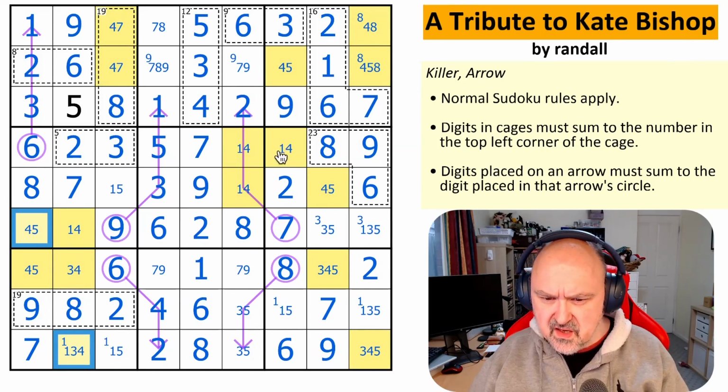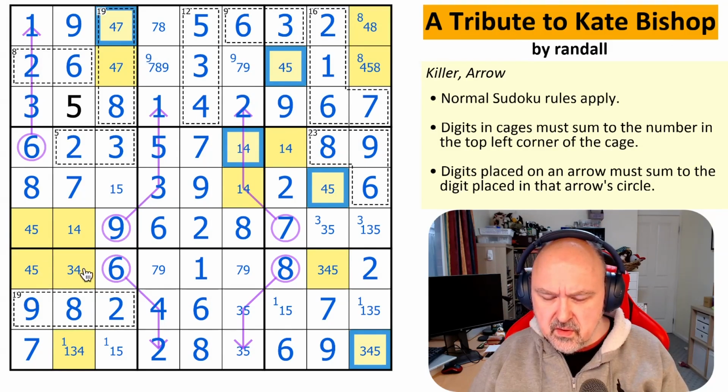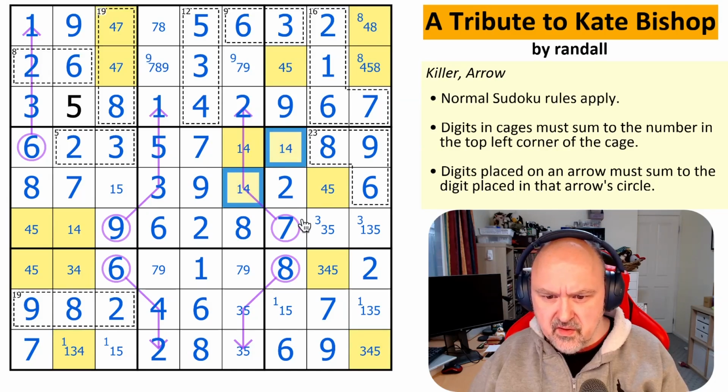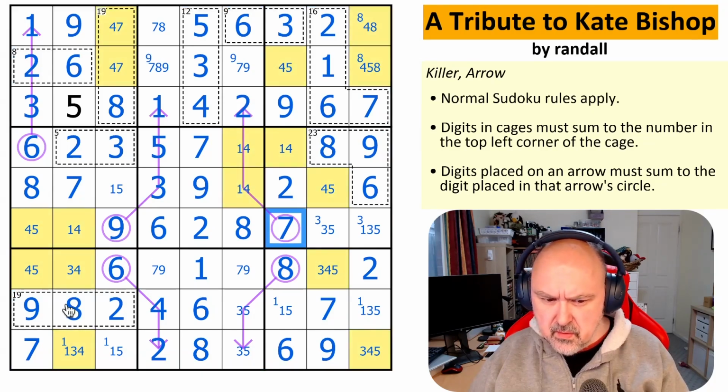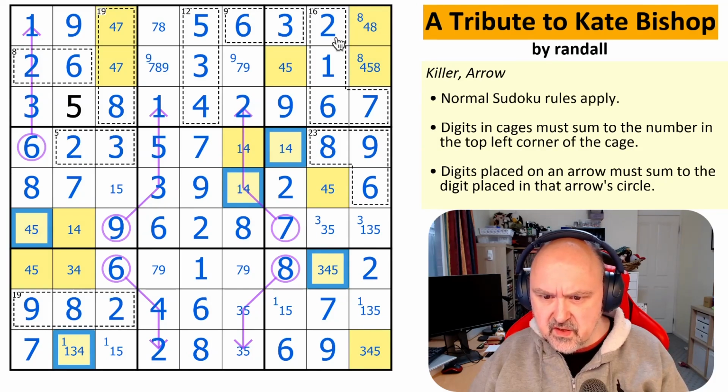Where did I start that? If this is a 4, this is a 4. This is a 4, this is a 4. This is a 4. And I'm okay. This is a 4. That's a 4. And then I'm wide open. Oh, I don't know. If that's a 4, that's a 4. That's a 4. That's a 4. And then I'm okay up the top.